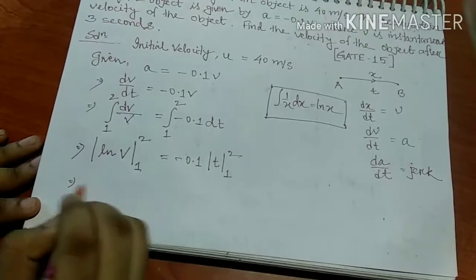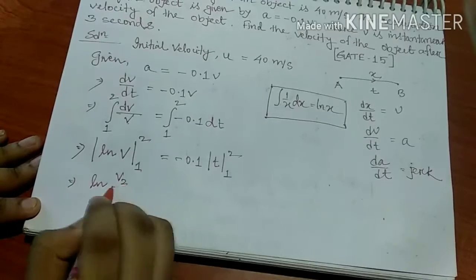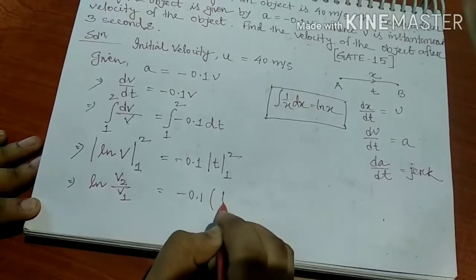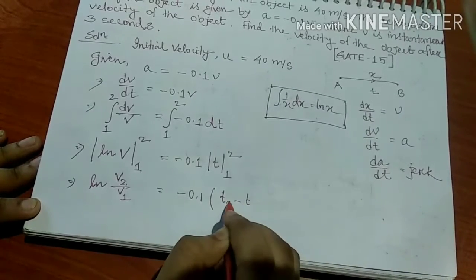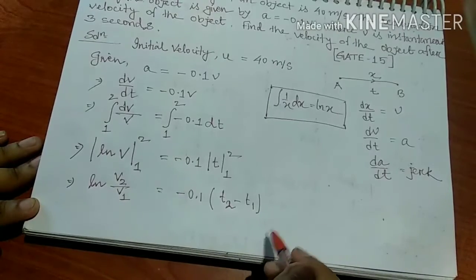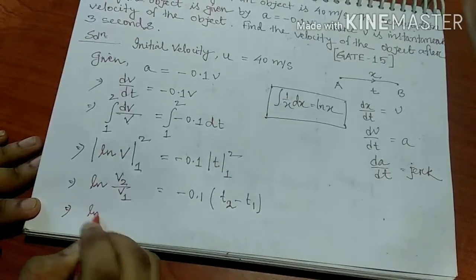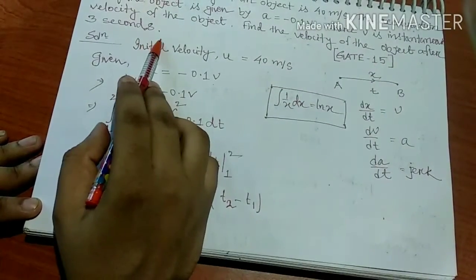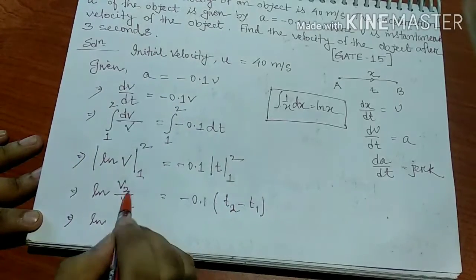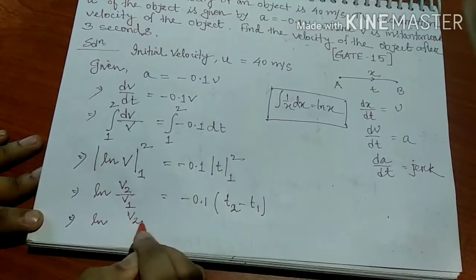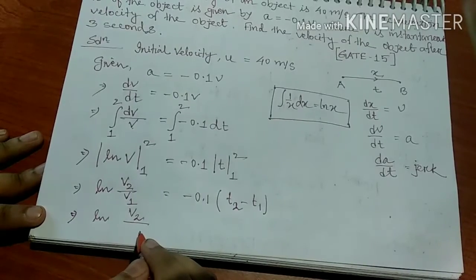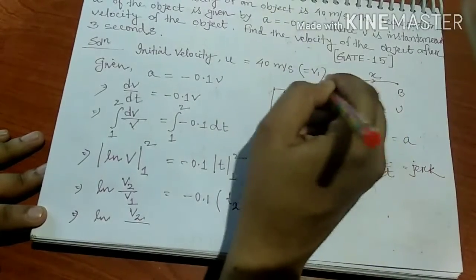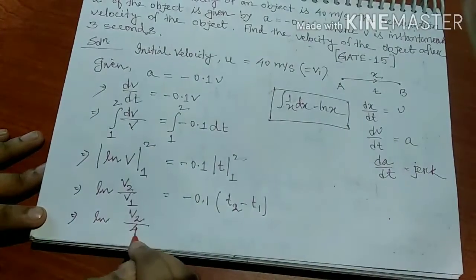So here ln v2 by v1 is equal to minus 0.1 times t2 minus t1. Here we are asked to find the velocity of the object after 3 seconds, so we need the final velocity. Our requirement is v2. And what is v1? v1 is simply u, that is 40.